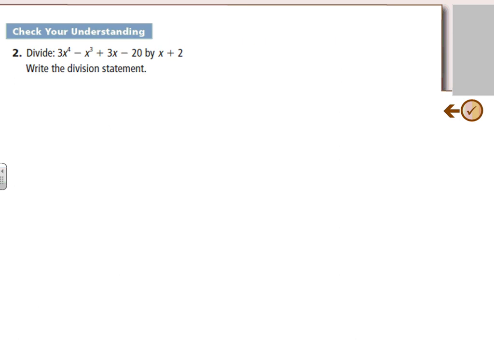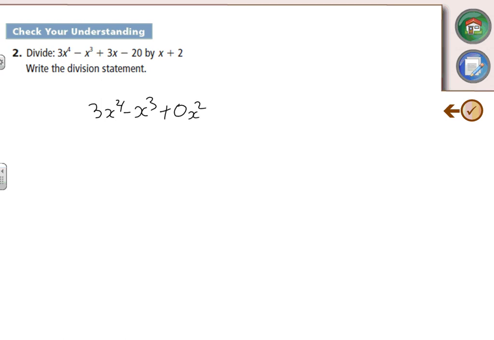All right, let's try this one out. And I'd like you again to try to get ahead and go yourself. But remember what we just talked about. 3x to the 4 minus x cubed. Oh, there's no x squared. Plus 0x squared plus 3x minus 20 divided by x plus 2. Again, pause it, try it out, see if you can get this one yourself.